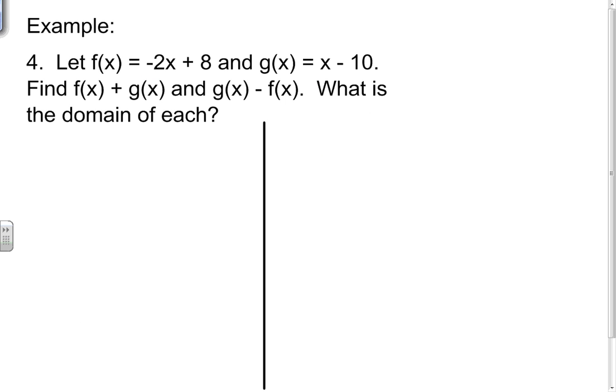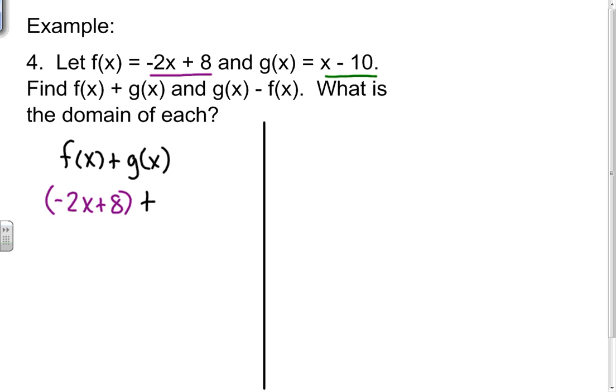All right, number 4. F of x is negative 2x plus 8, and g of x is x minus 10. The first thing they want me to do is f of x plus g of x, which looks a little different, but it's really the same thing. I'm still taking the f function, negative 2x plus 8, and adding the g function, x minus 10. The parentheses here aren't needed, so I will take a second and rewrite it without them.